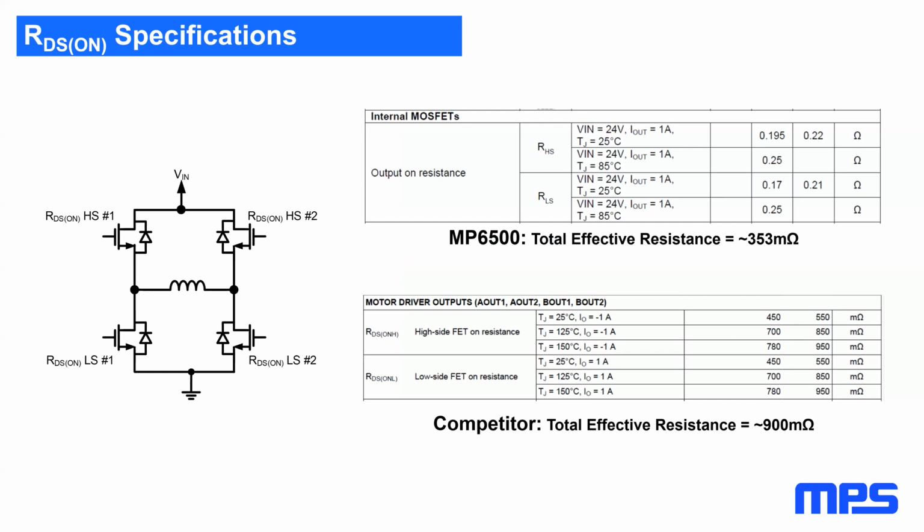There are 4 MOSFETs in each H-bridge, although you might think of the FETs as switches. They're normally either on or off. When they're turned on, they have some resistance. This on resistance is called RDS on. Each MOSFET in the 2 H-bridges may or may not have the same RDS on.